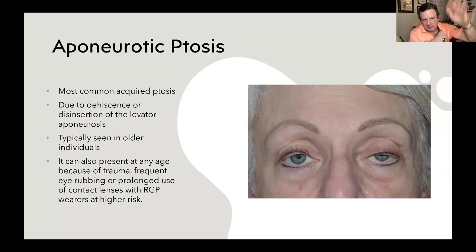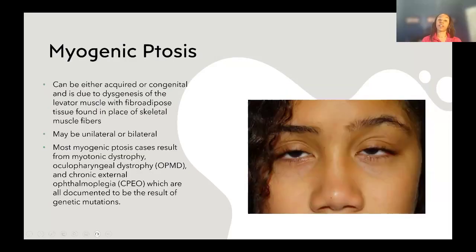Patient looks down, they still have 11 or 12 millimeters of function, but you can see that asymmetric ptosis from that aponeurotic disinsertion from the tarsal plate, and you can just see it with the lid fold there. That's a great picture. That is a great picture. Thank you. All right. Myogenic ptosis.